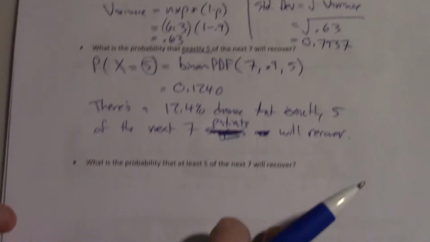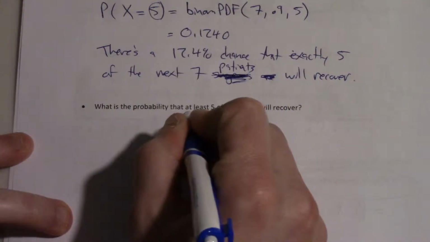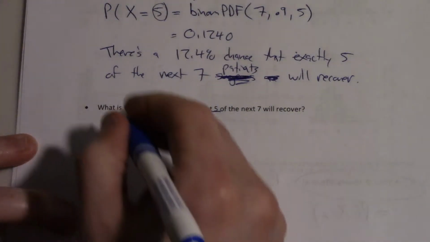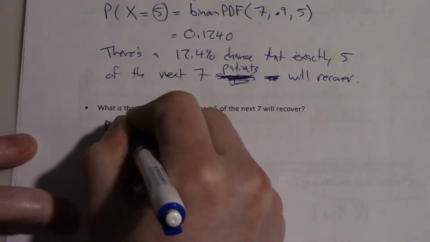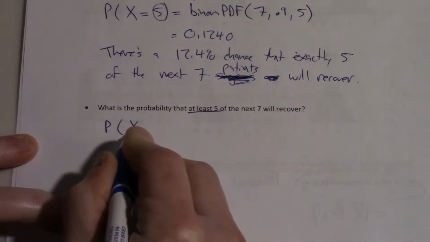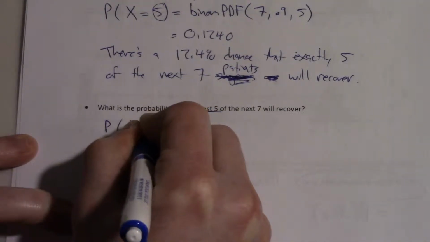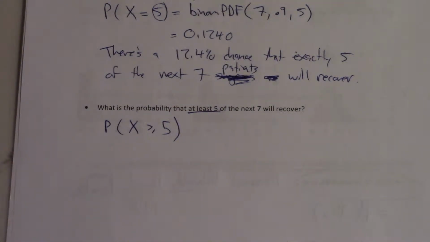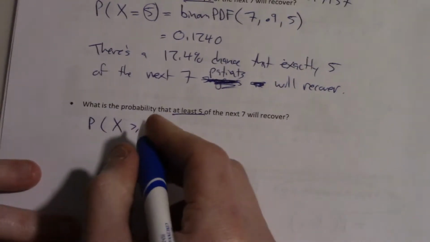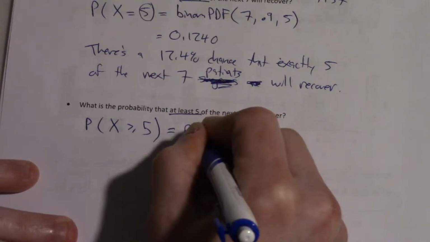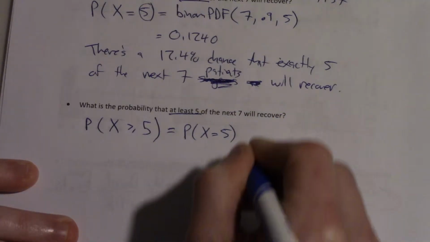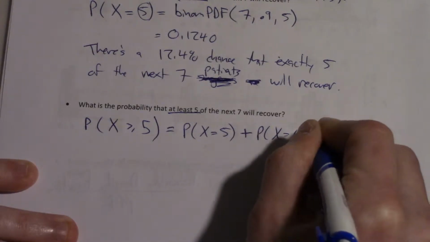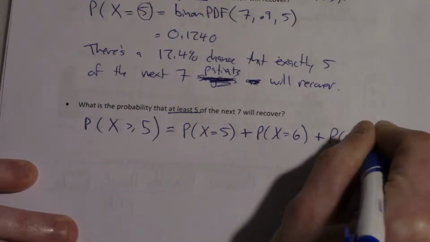Okay, so we will end with, what's the probability that at least 5 of the next 7 will recover. So we want to know the probability that the number of recoveries is greater than or equal to 5. That's what at least 5 means, 5 or more. So really we could see 5 recoveries, or 6 recoveries, or we could have all 7 recover.